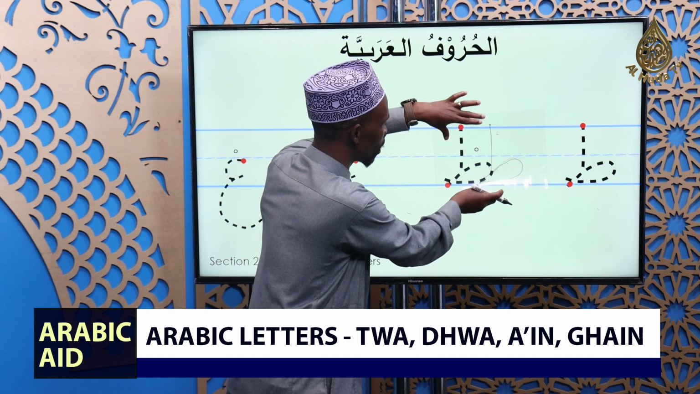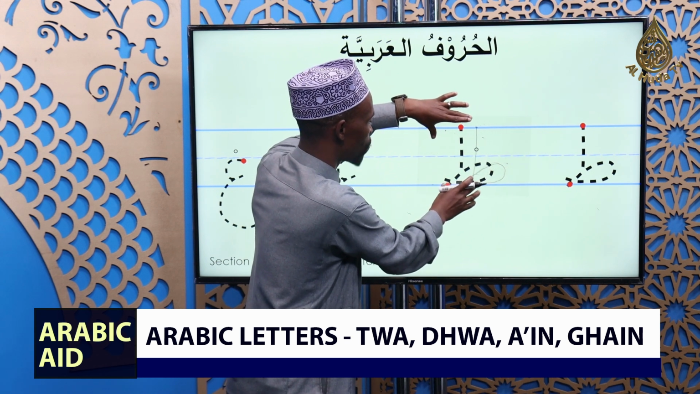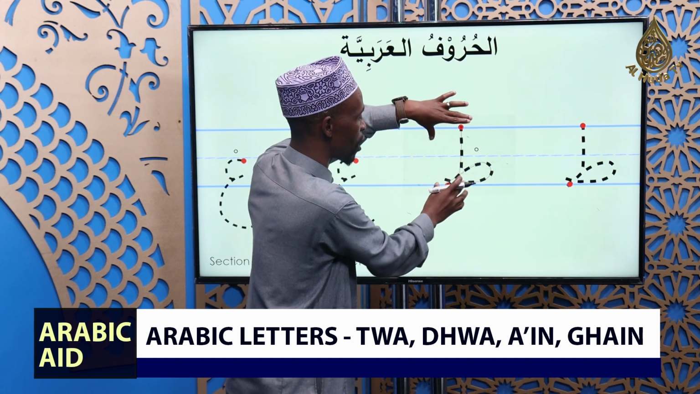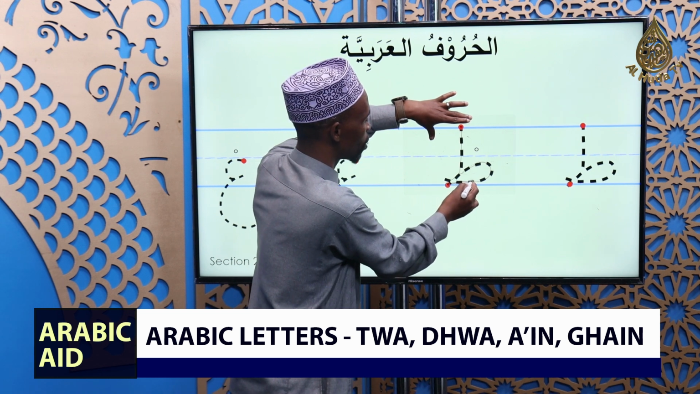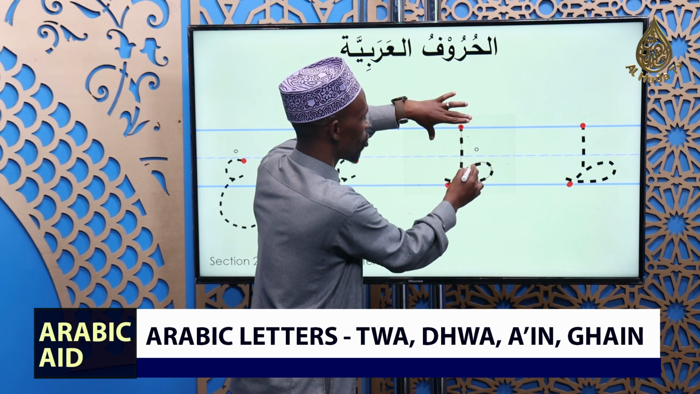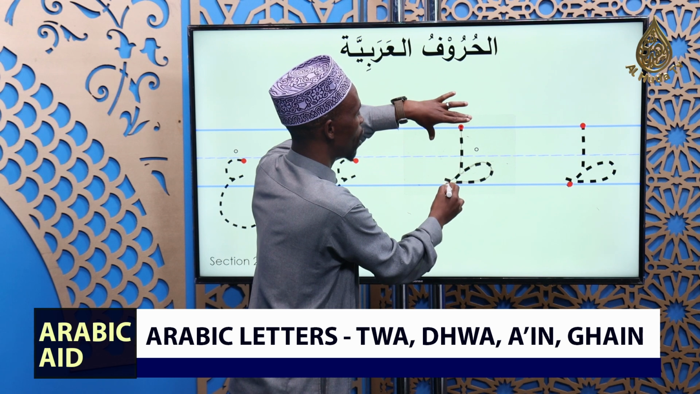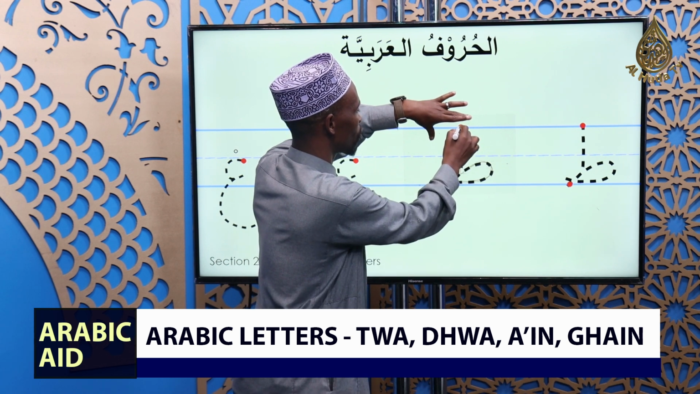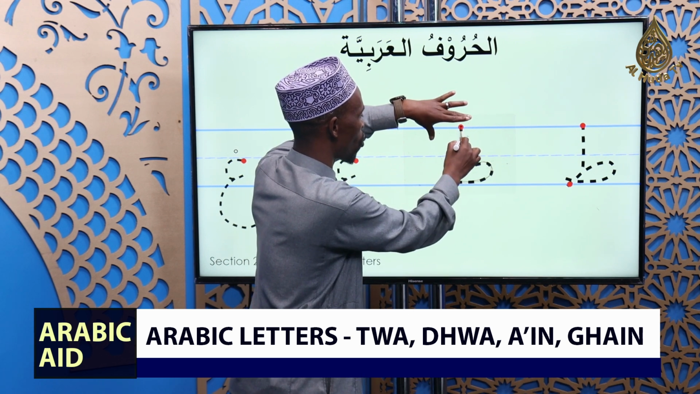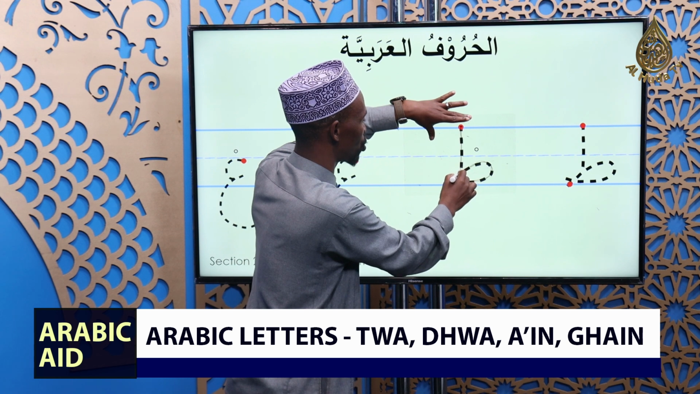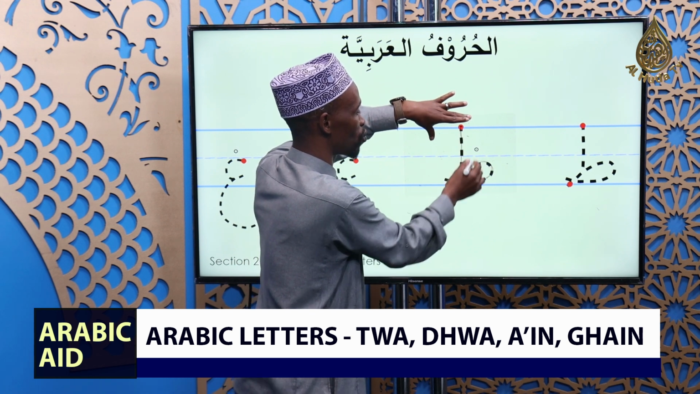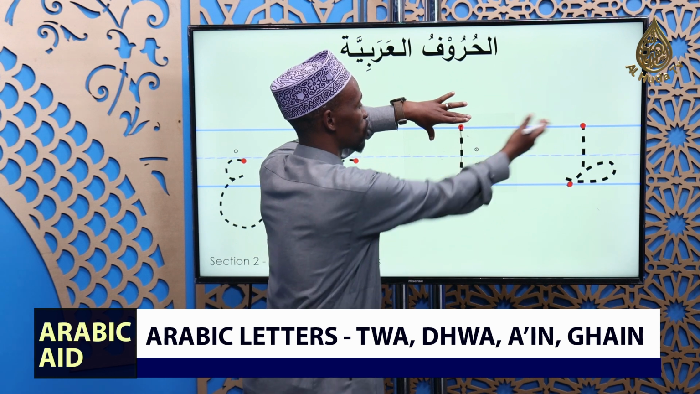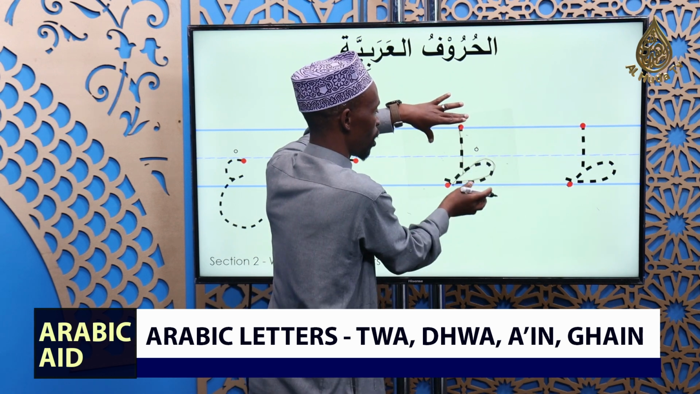So when you're writing letter Dhwa, you place your tracing paper there, you start with the bottom red marker, you make a curve of that shoe shape there, and then you start from the top here, you come all the way down, you join it here. But after writing that, don't forget to write the dot in order to differentiate it from letter Twa.